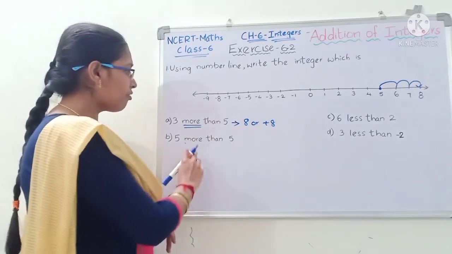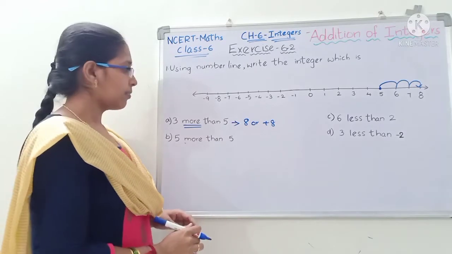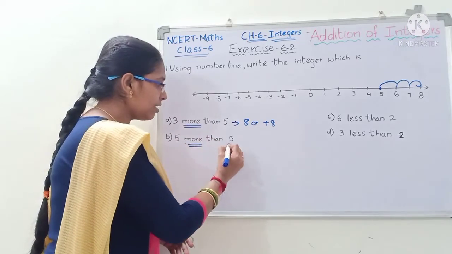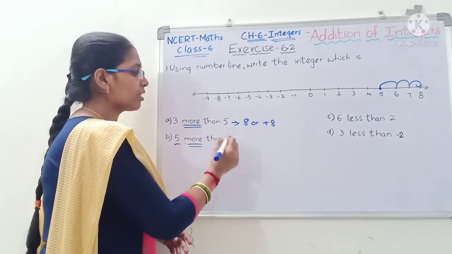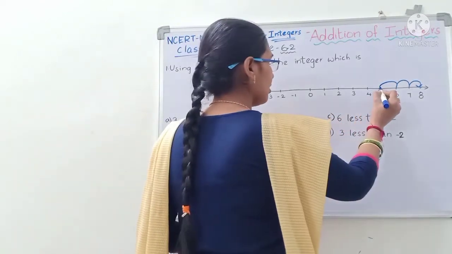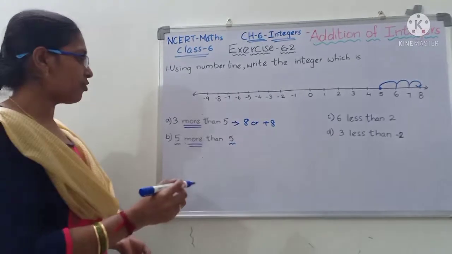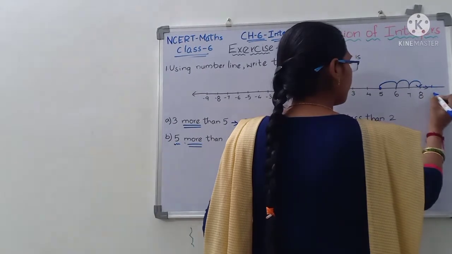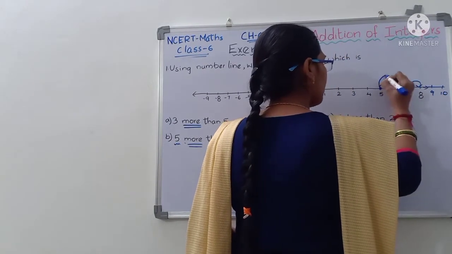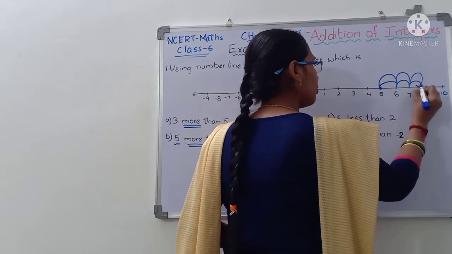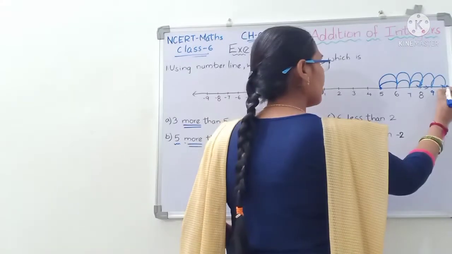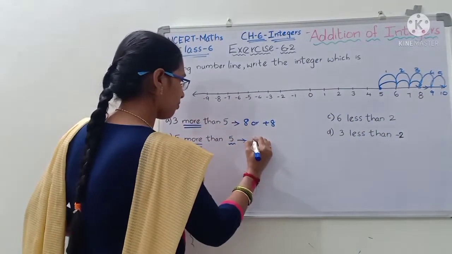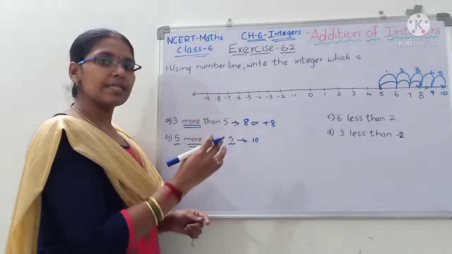Let's solve the second question. 5 more than 5. Yes, first you should see the keyword here. Keyword is more. And they are asking 5 steps more than 5. So, 5 is here. From 5, if you move 5 steps further, which number do you get? From 5, if you move 5 steps, 1, 2, 3, 4, 5. You get 10.